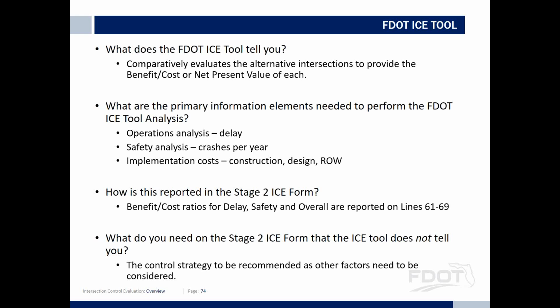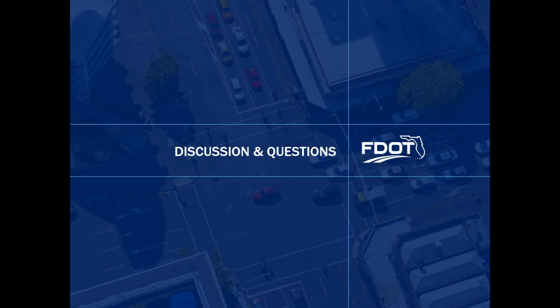And in stage 3, there are other considerations that you would need to think about. Right-of-way is one of them. Environmental is another. Obviously, public input is another big one. And the stage 3 ICE form is just a form that you would have to include that information in to make your selection. And with that, any quick questions? I know we're getting close to 12 o'clock.